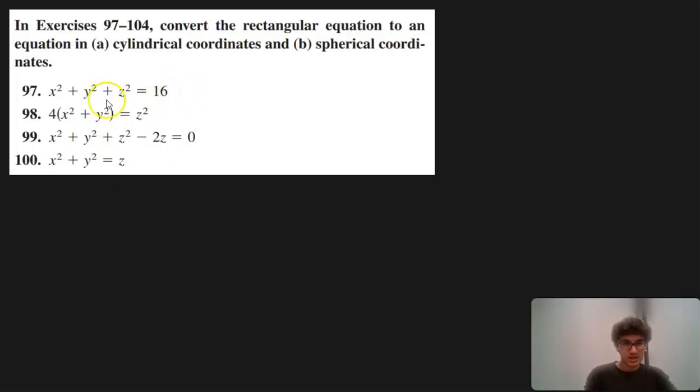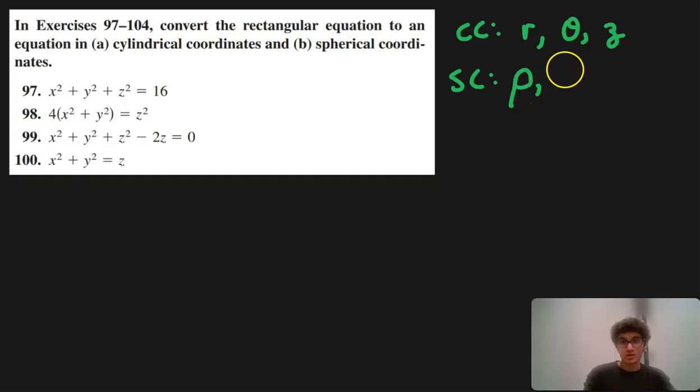And what we're doing in these exercises from the Larson Calculus book, 8th edition, is essentially converting from these rectangular coordinates with x, y, and z to cylindrical coordinates. In cylindrical coordinates, you have r, you have theta, and you have z. And in spherical coordinates, you have rho. It looks like a p, but it's rho. You've got theta, and now you've got phi, and they're defined in different ways.